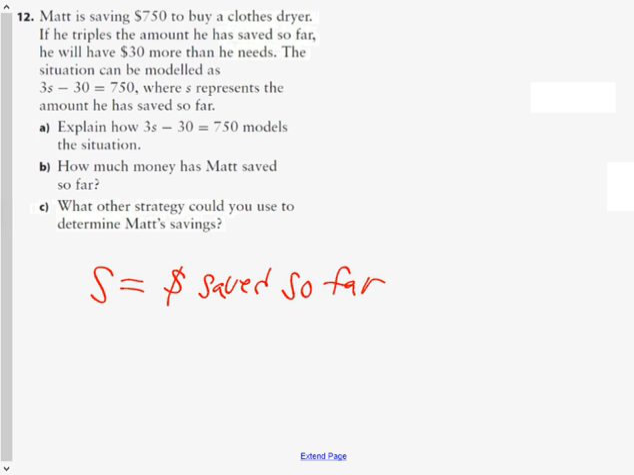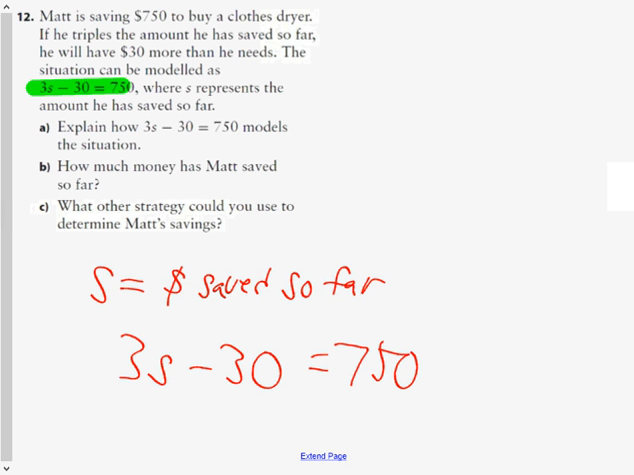And then it actually goes ahead and gives you step 2, which is try and create an equation that matches this situation. So if we think about this equation, 3S minus 30 equals 750, why are we taking the amount of money he saved so far and multiplying it by 3, and then subtracting 30 from it to equal 750?